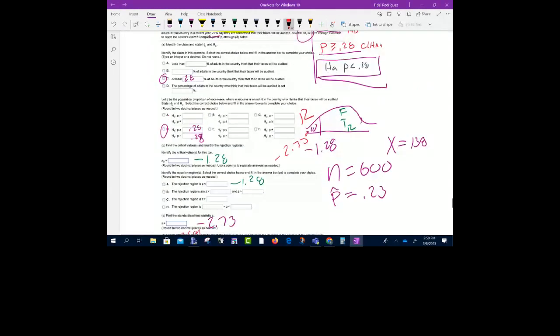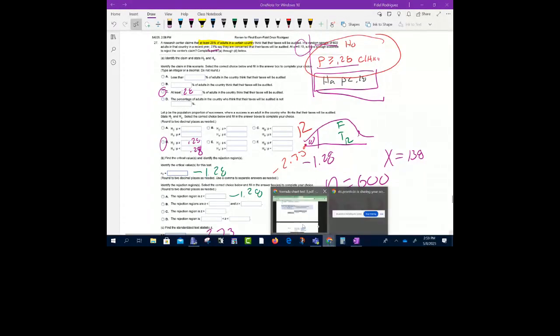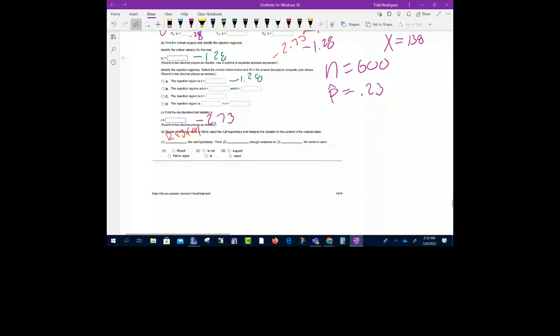Okay, let me scroll back down again. My claim was my H0. Okay, let's come back here. The claim was the H0, and we're rejecting. So we're going to say there is enough evidence to reject the claim. Did it work? Yes, you got it, because I didn't put the decimal. There you go. And you got it.